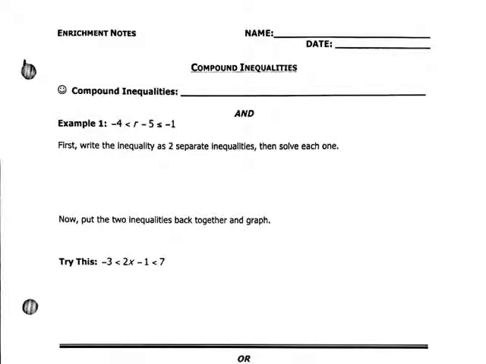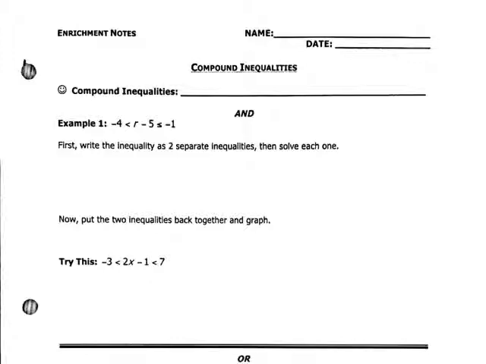Okay, so we're going to look at compound inequalities today. There are two main types: and problems and or problems. We're going to look at and problems first. As we're thinking about and problems, think about this.